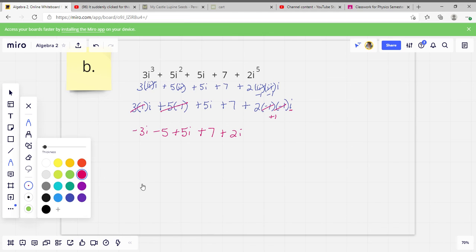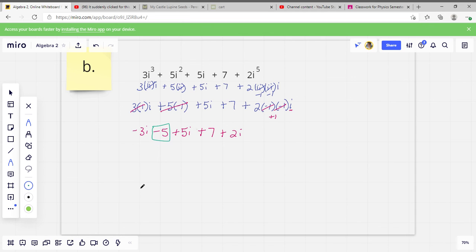All right, now first we need to do our real part and then our imaginary part. So real is negative 5 and positive 7. 7 minus 5 is 2. Okay, and now our imaginary parts, we've got negative 3, positive 5, and positive 2. So 5 plus 2 will be 7, minus 3 is 4, so plus 4i. And there's the answer to that one.